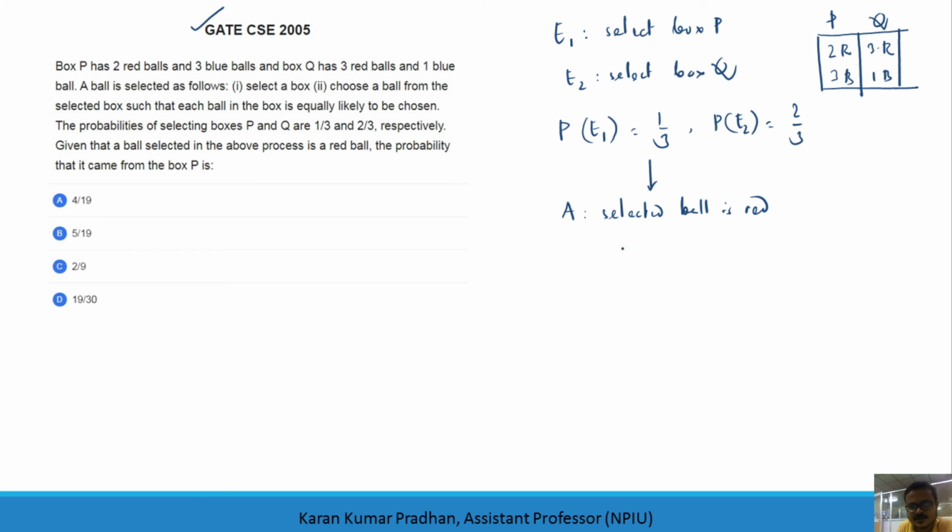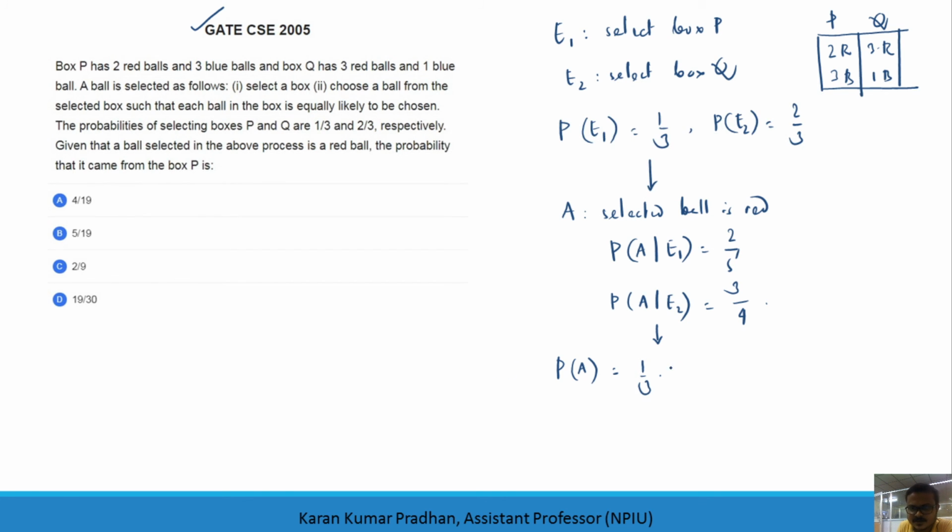From this, the conditional probabilities, that means the selected ball is red. So the probability of A given E1, that means from box 1, is 2 out of 5. And the probability of A given E2 is 3 out of 4, because there are 2 red balls in the first box, and in the second box you have 3 red balls out of 4. So now you will go for the joint probability that the ball taken out of the boxes is red.